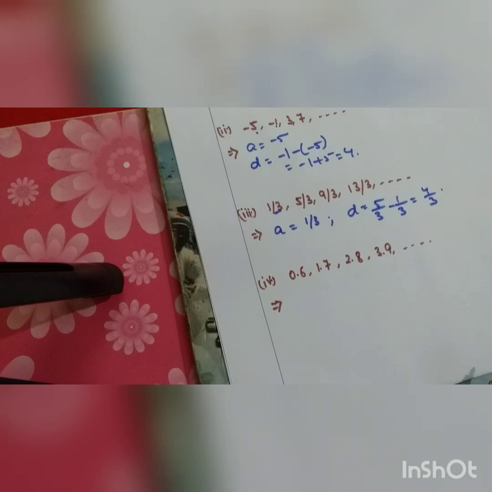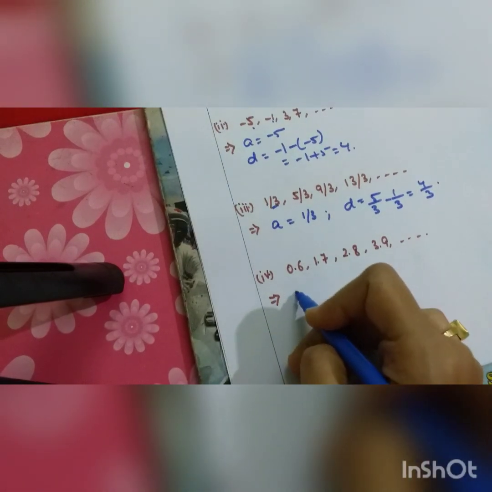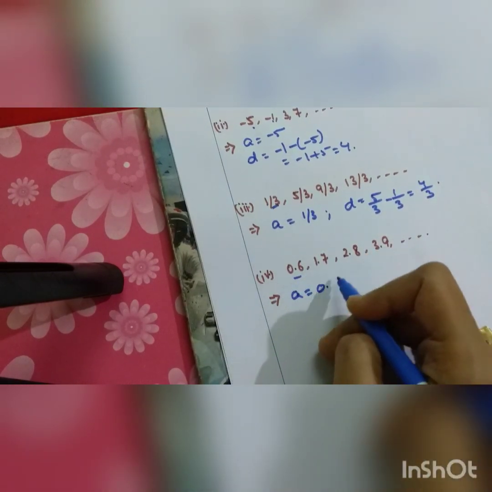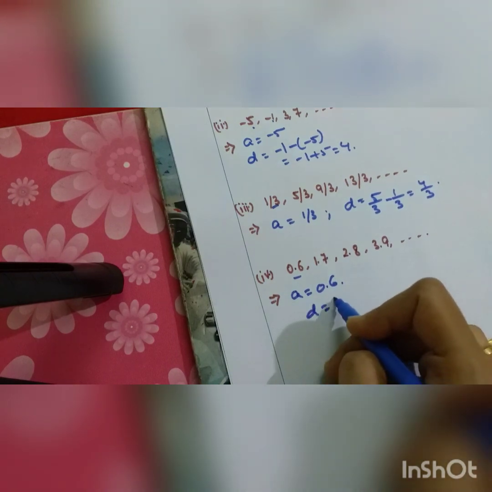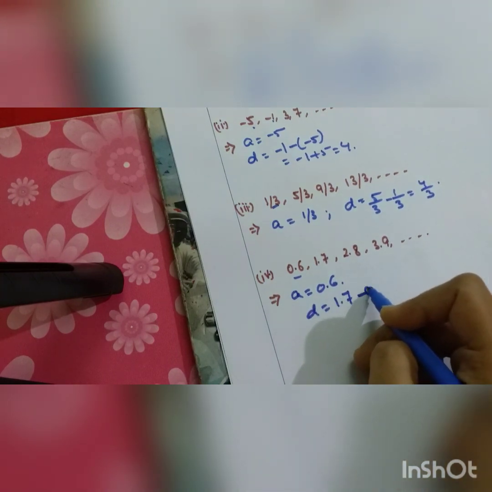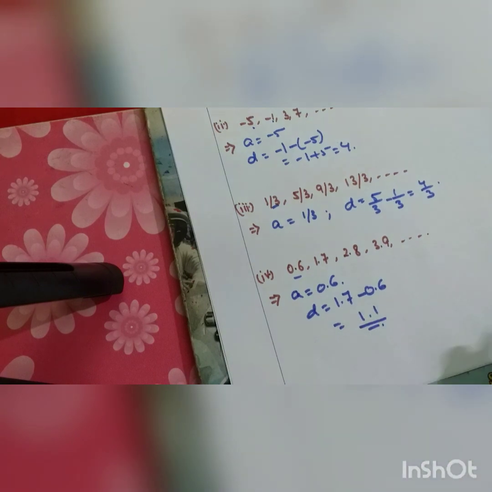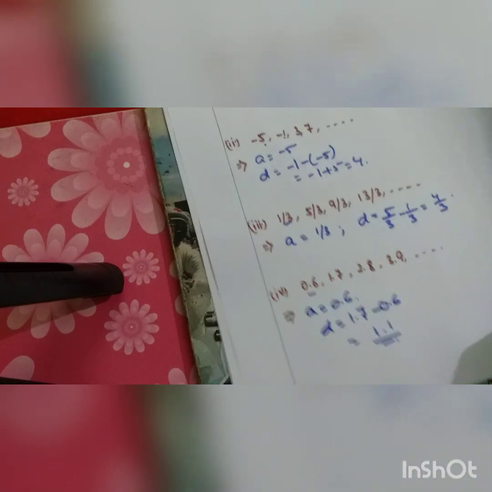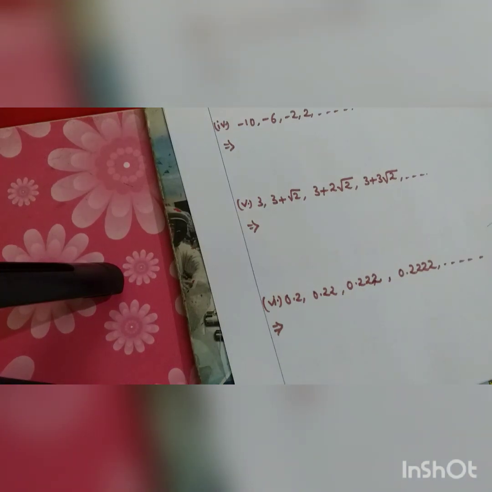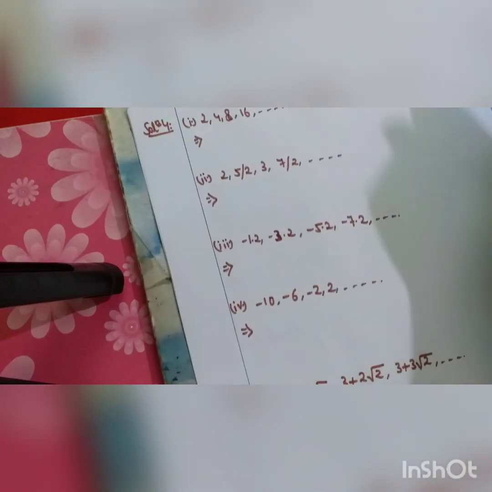Okay, come to the fourth question. Your first term is 0.6, and your common difference will be what? 1.7 minus 0.6. When you subtract, you will get 1.1. Okay, A will be 0.6 and D will be 1.1. Hope it is clear till here. Come to question number 4.